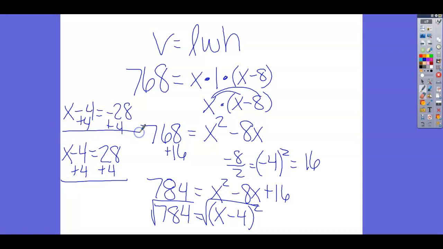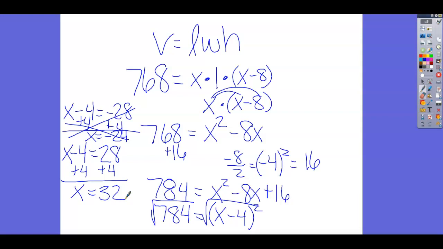So on my negative one, I would get x equals what? Negative 24? Can that work? Can you have a side length of a negative? So we know this one doesn't work. Then this one down here, I would get x equals 32. Now we're not quite done because it wants all the dimensions.